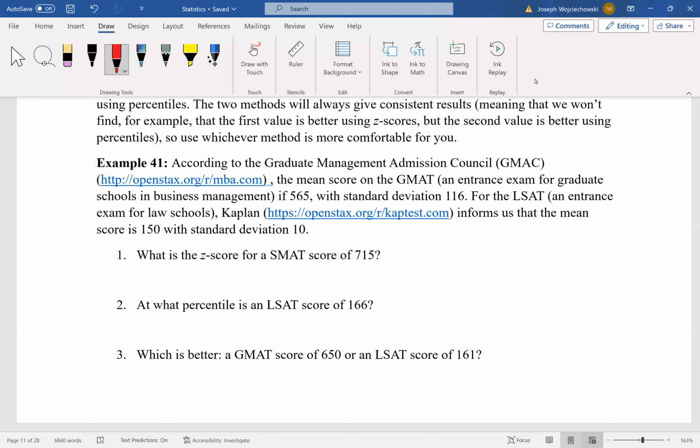According to the Graduate Management Admission Council, the mean score on the GMAT, which is a graduate school entrance exam for business management, is 565 with a standard deviation of 116. For the LSAT, the law school admission exam, Kaplan informs us that the mean score is 150 with a standard deviation of 10. So what is the z-score?